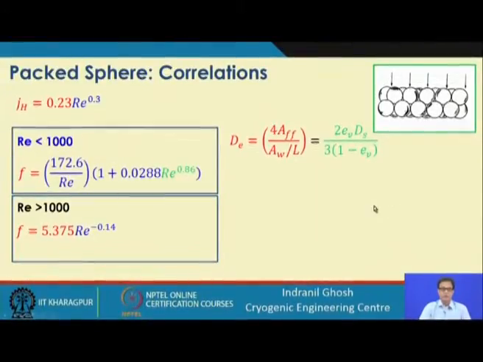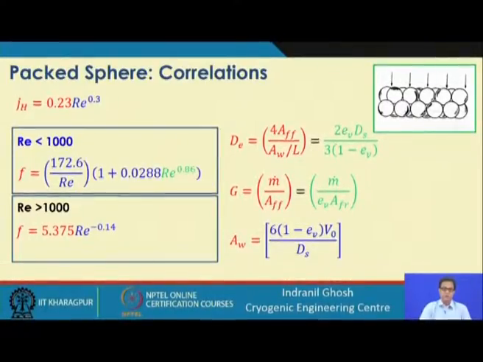The associated parameters for evaluating the Reynolds number include the equivalent diameter based on the packed spheres. Then we have to find out the mass velocity, and that will be based on the free flow area, or the frontal area and the porosity. Then the heat transfer surface area will also be necessary, and it may be different for the packed sphere or if it is made out of wire screen. This is the expression to be used for the pressure drop.